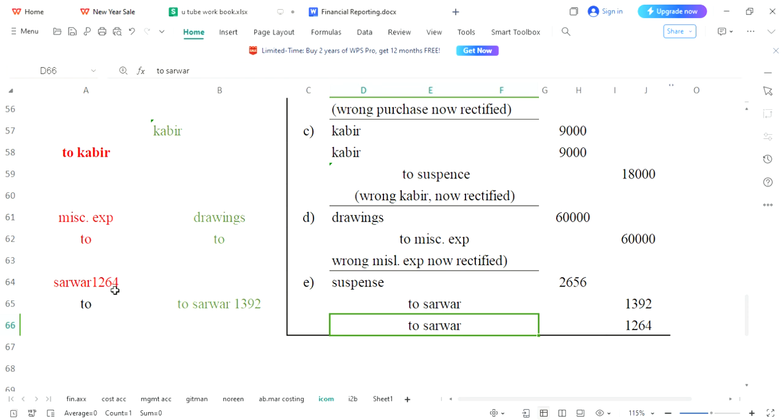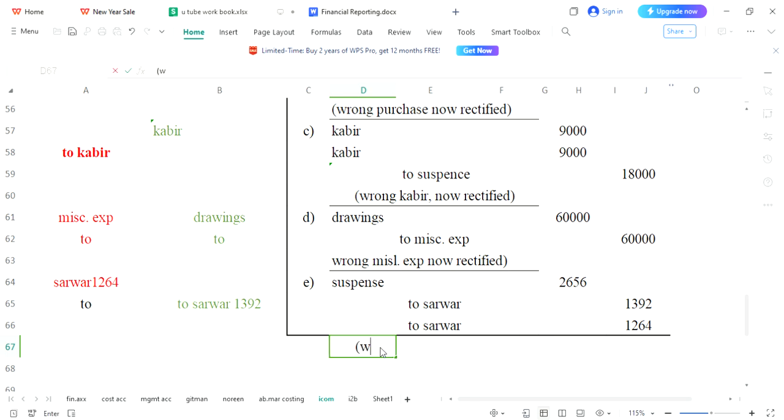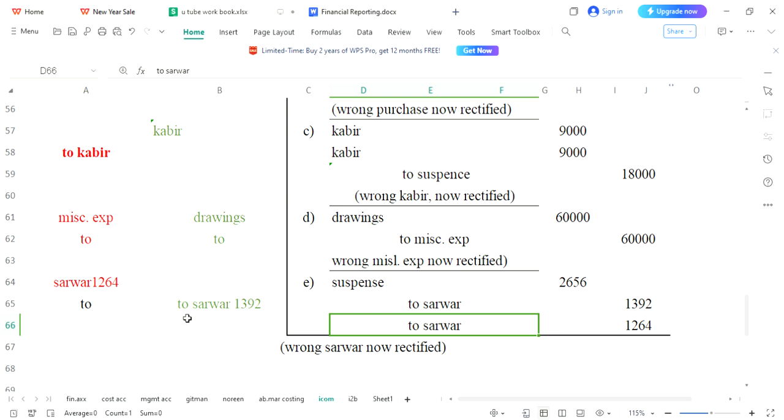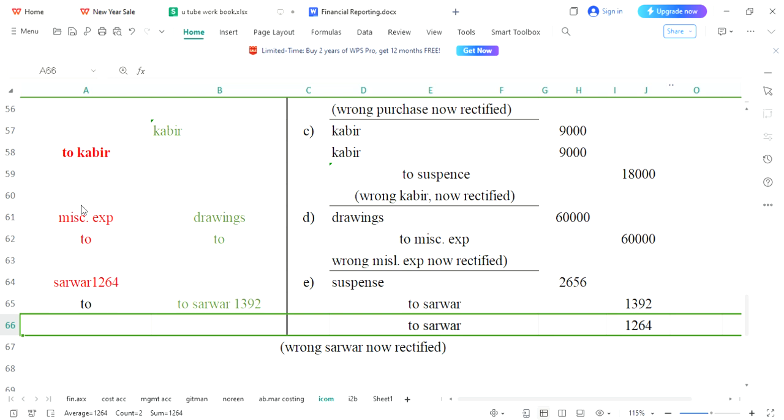Rule is very similar. If green amount is written over here, you will post exactly at the same place, and red, which is the wrong entry, that would be posted to the opposite side. Here we can write narration as well. Wrong Server now rectified. So guys, our narration is also completed. So in this way, suspense to Server entry has been completed.